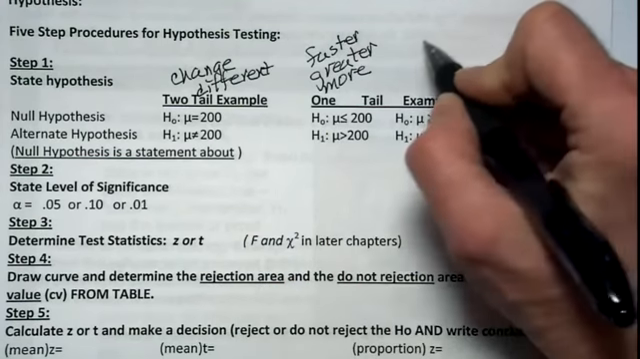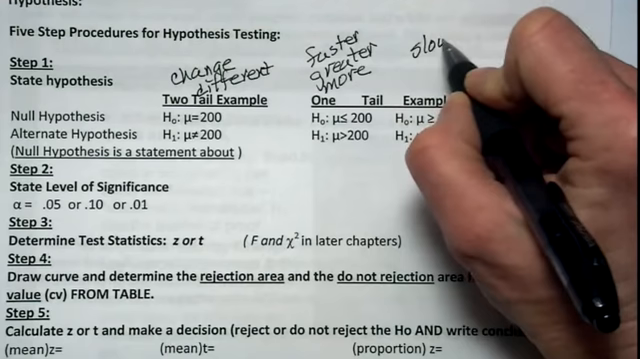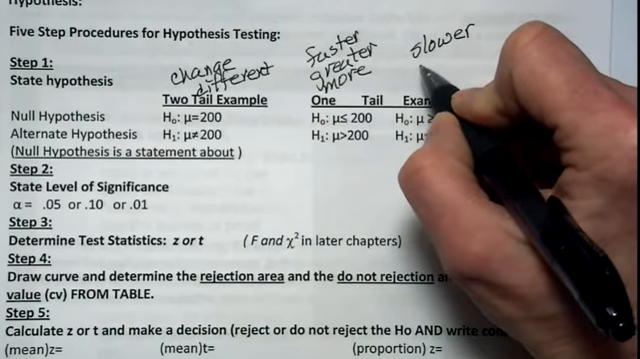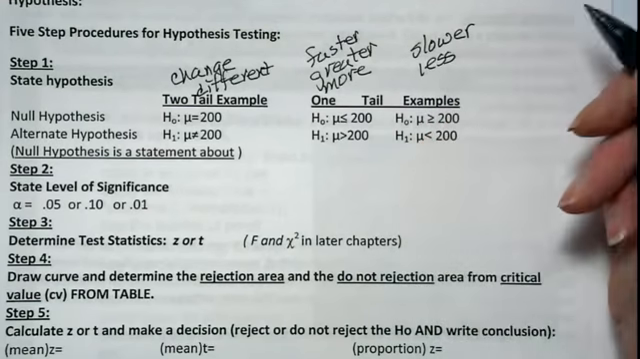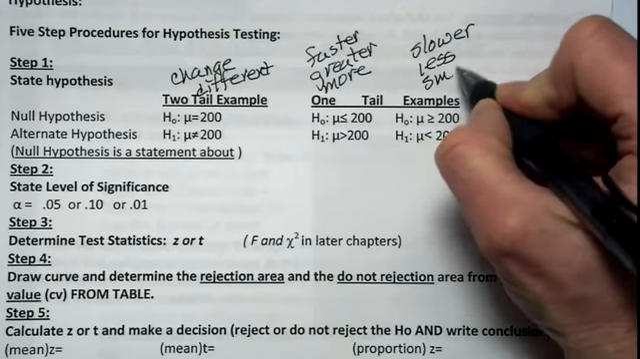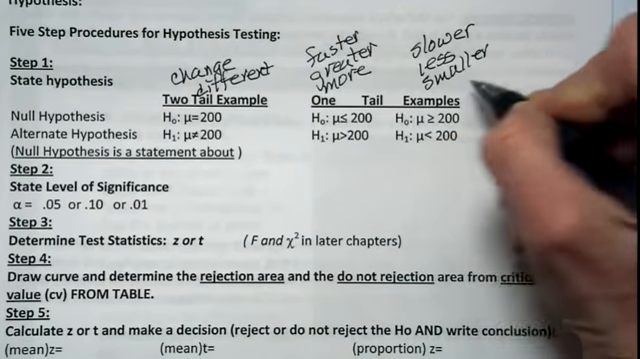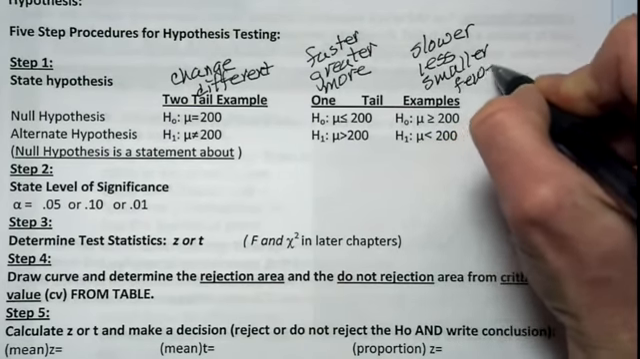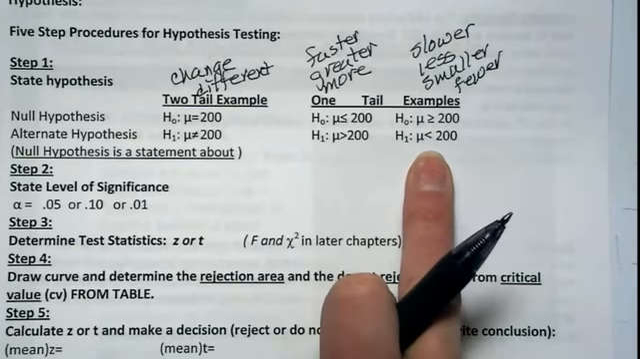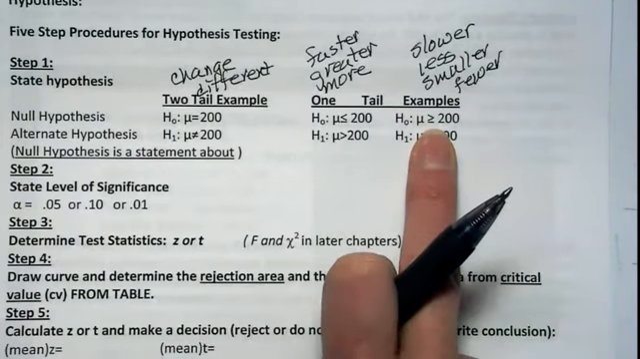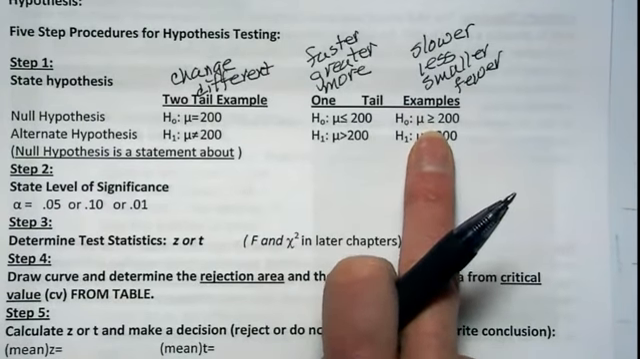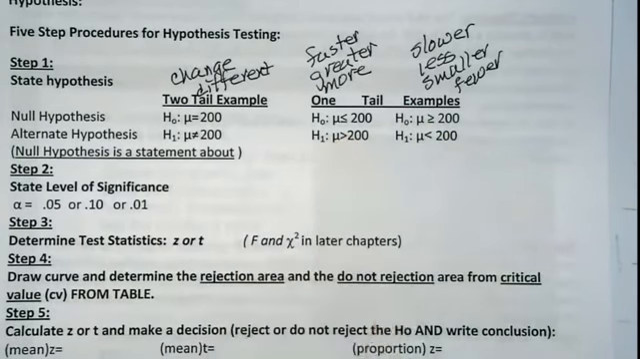If I say slower, less, smaller, fewer, I am going to write the less than sign for the alternate and then the greater than or equal sign for the null. These are the only three combinations you will ever have in a null and alternate hypothesis.